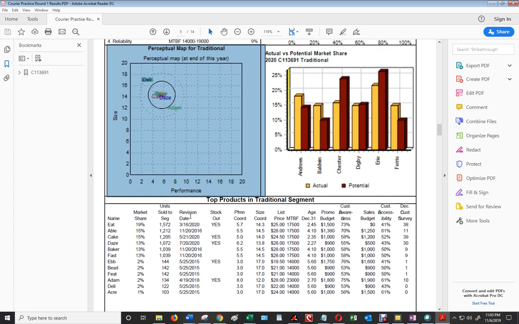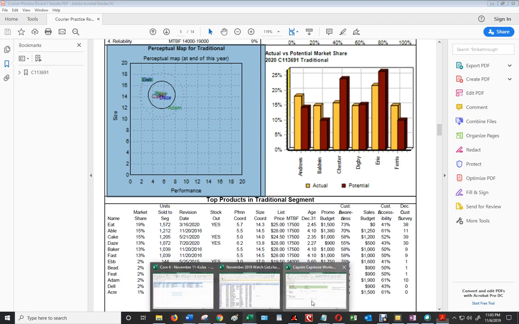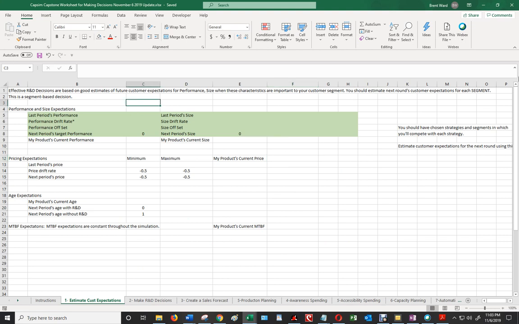So let's see what we can do with this product, cake, in order to make decisions for it in the future. So to start off with, I need to go into the spreadsheet, which I'm going to bring up here. And this is going to be for product cake in the traditional segment. Now, Chester has a lot of products that start with C. You have to do this for every product. That's why it helps to have your team contributing and helping you make these decisions.